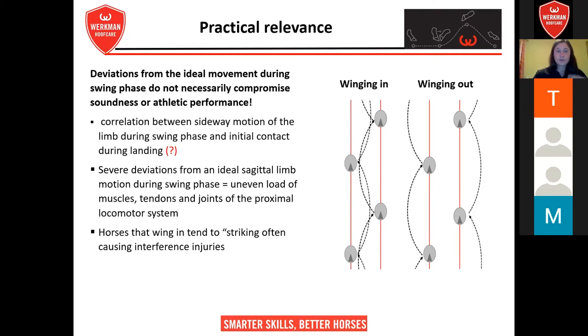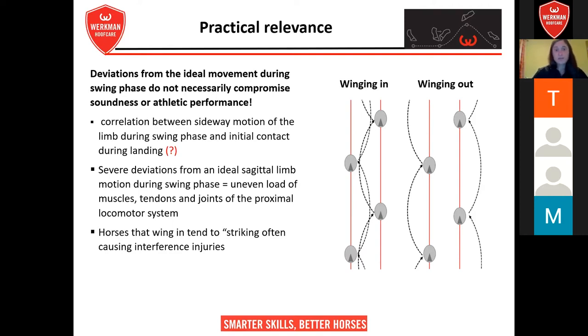And then, of course, you have to remember if you have sideway motions during swing phase, so if we have winging in or winging out, we can be sure that we have uneven load of different muscle groups. For example, they have to stabilize the limb. So different muscles have to work to stabilize the limb motion in swing phase. And this is also some stress to the joints and the ligaments and the tendons. Of course, it would be nicer to have a straight movement, but we know that all the segments and all the parts of the locomotor system have to work to stabilize the limb.